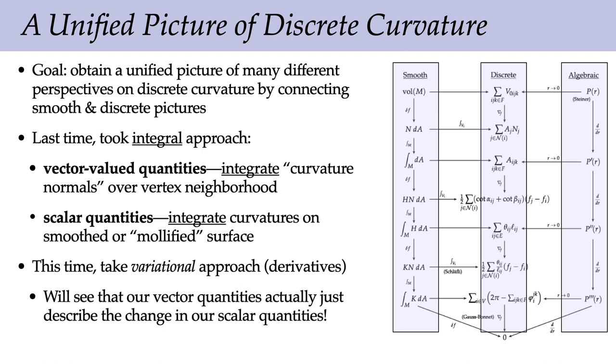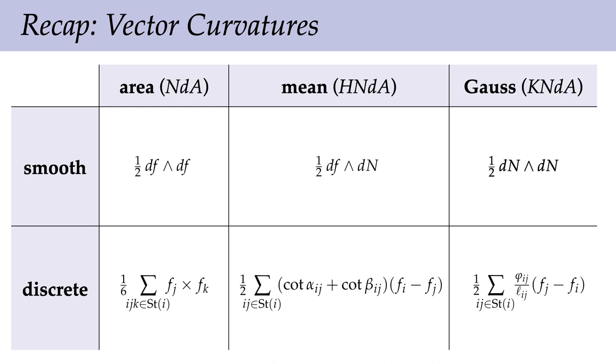Just to recap what we did last time, we said there were three vector quantities we cared about: the normal, the mean curvature normal, and the Gauss curvature normal. And we saw that we could write these down using just the immersion F, describing the shape of the surface, and the Gauss map N, which describes its normals. In particular, we get the surface normal, or a two-form in the direction of the surface normal, by wedging together the differential of F with itself, df wedge df. We get the mean curvature normal by doing df wedge dn, and we get the Gauss curvature normal by doing dn wedge dn.